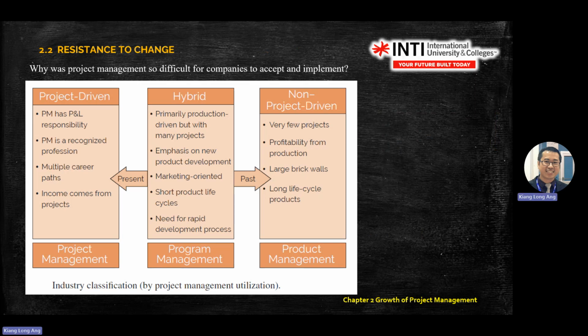Okay, now this chart is important, it will tell you how to differentiate project driven and non-project driven. This is like a Bible for project management. So project driven: the role of the project manager, PM, PM is project manager. They have P&L, which means profit and loss responsibility. It means if the project loses, the first person to get fired is the project manager.